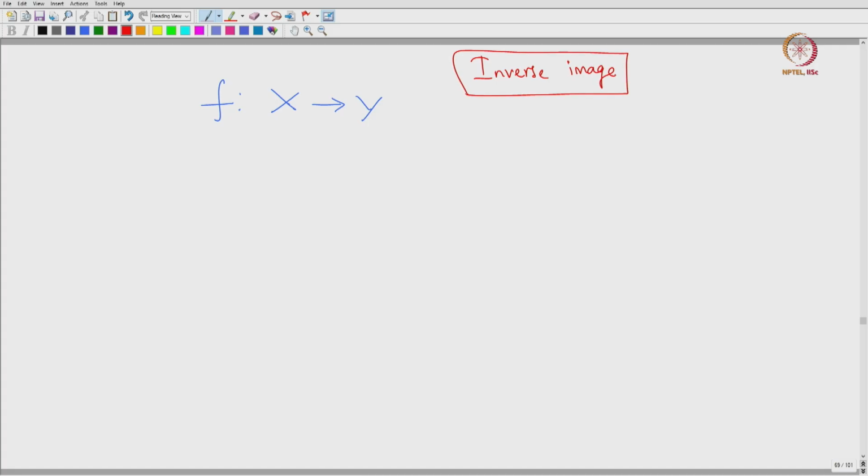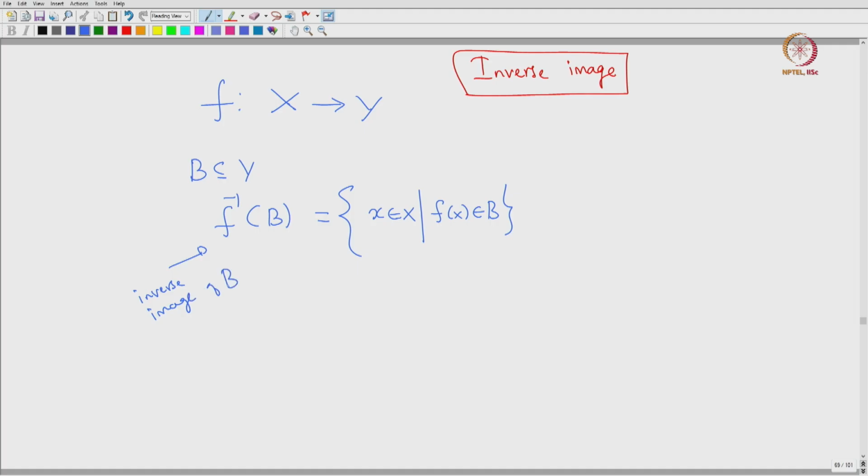So what is the inverse image of a given subset B of Y? Let us take a subset B of Y, and then we want to define the inverse image of this B. By definition, you collect all possible x such that f of x lies inside B, and this is what you call the inverse image of B, of course with respect to f.